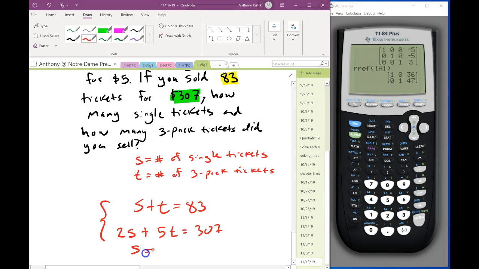So I get that I sold 36 single tickets and 47 of the 3-pack tickets. Cool? So it's solved for S&T, right? Yeah.